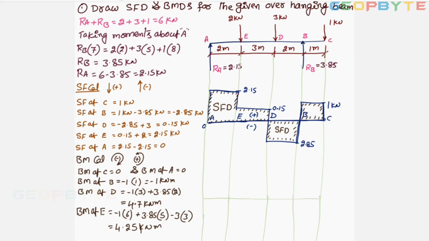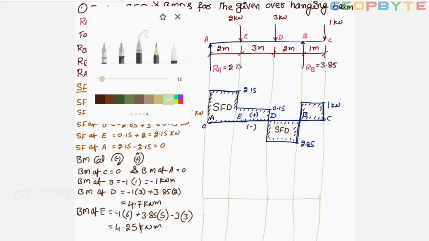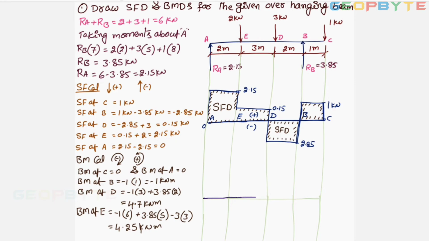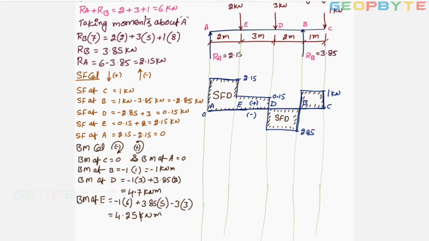Should draw the reference line such that the bending moment diagram should come on both sides of the reference line. Whereas in a simply supported beam, the bending moment is on the positive side only. Otherwise, it is like this. Mark the points like A, B, C, D, and E.